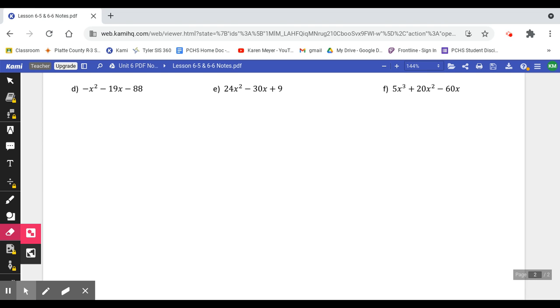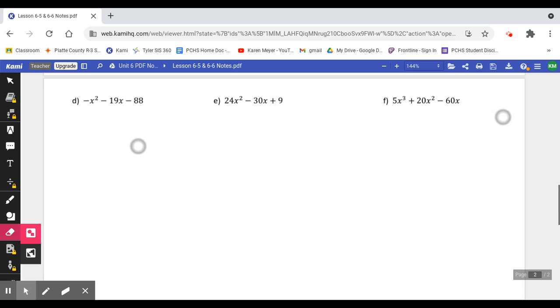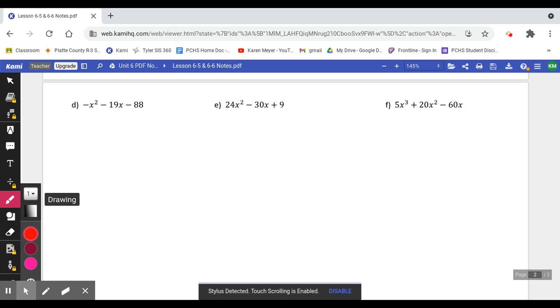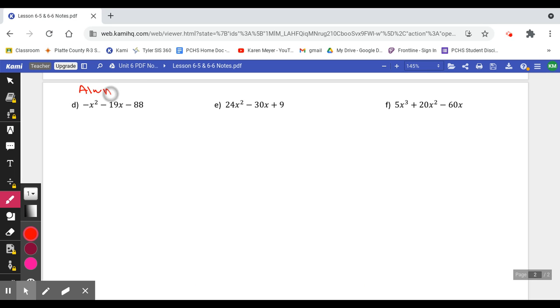Okay, continuing on with factoring. The new part we have of factoring now is going to be at the beginning. So here is the new step that we got to be looking for. The new step is to always check for a greatest common factor or GCF first.